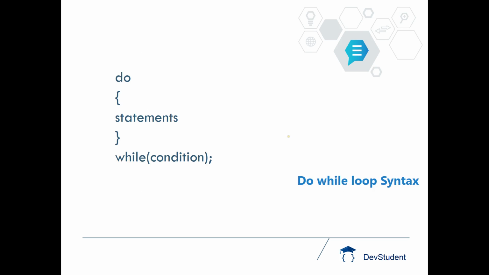Do is a keyword followed by open braces and close braces. Inside that we have to write the statements which have to be executed repeatedly. At the end we are going to have while of condition and a semicolon, because after the while condition we are going to end the statement.